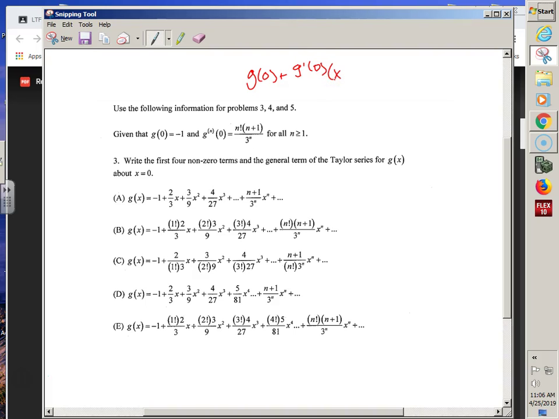X minus 0, it's centered about 0, right? Cool. Have you guys noticed that it can say at or about? At, about, around, all means the same thing. Okay, g double prime of 0 all over 2 factorial times x squared plus, first 4 non-zero terms, 1, 2, 3. I'm hoping I find a pattern if it goes any further than this.